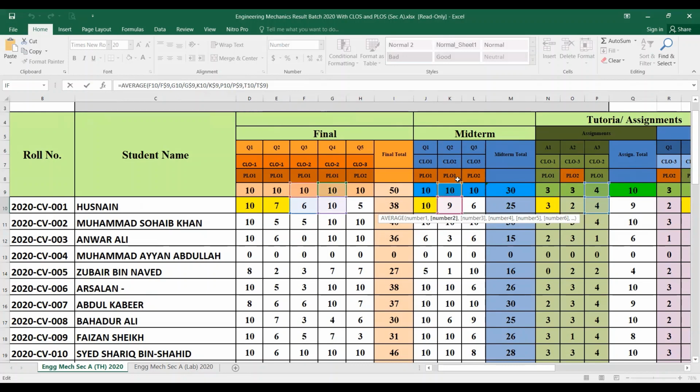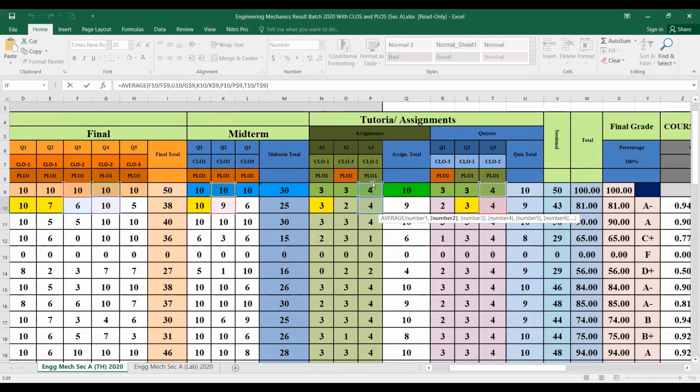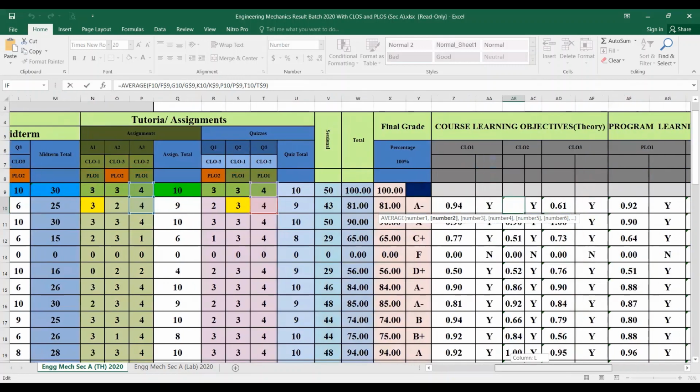Question number 2 of the midterm belongs to the CLO2. So you have to divide whatever marks the student attained in question number 2 by the actual marks of question number 2. So you have to do 9 divided by 10. Then you have to do 4 divided by 4 for assignment number 3 because it belongs to the CLO2. Then for quiz number 3, you can see 4 divided by 4. So this is the way you can take an average.